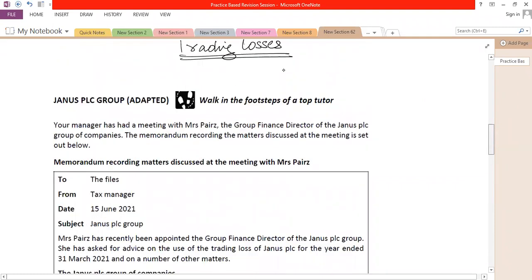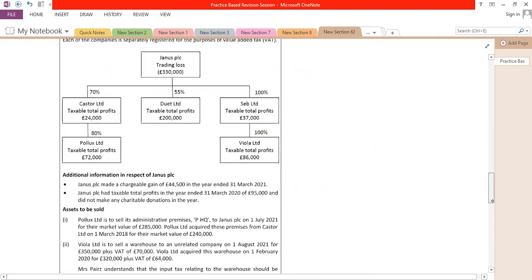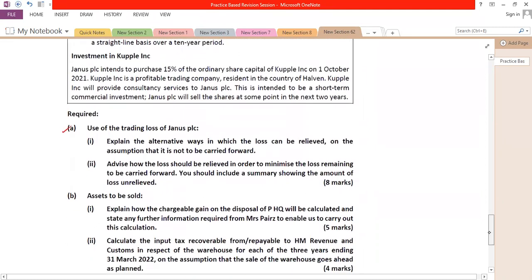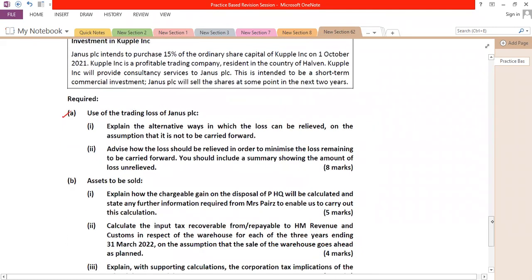So just see how I am attempting this question. I'm not reading the question. I'm just focusing on the requirement first so that I have an idea of what has been asked. So first part says that use of the trading loss of the company. So it means the company's trading loss issue. Explain. Now remember, keywords are very important. So it's about explanation, right? And the second thing is about advice. So it's not 100% calculation based question.